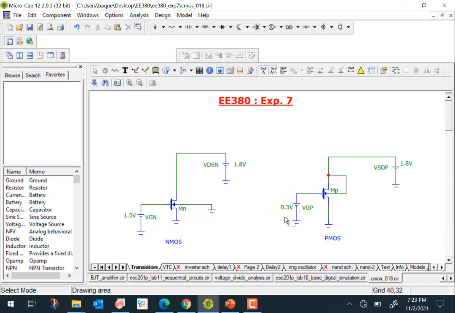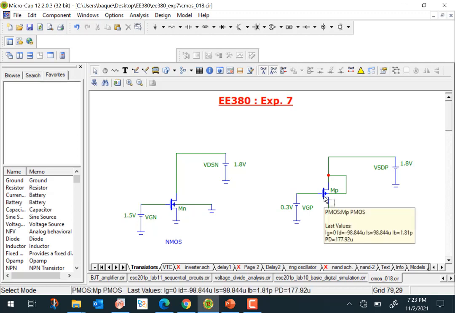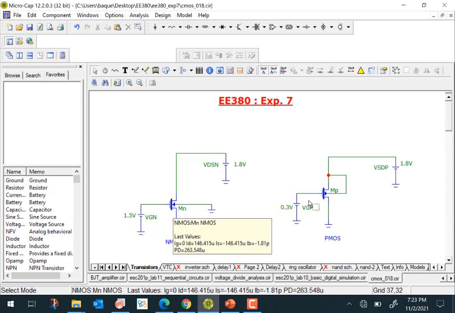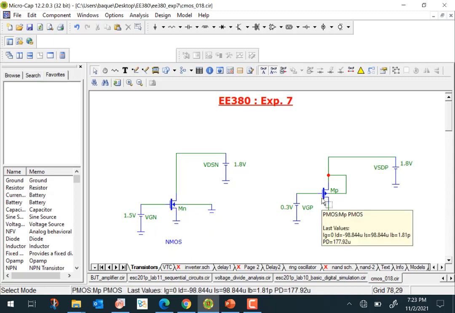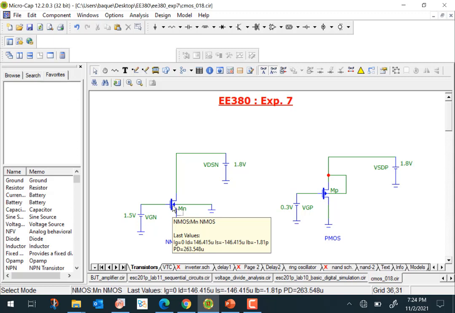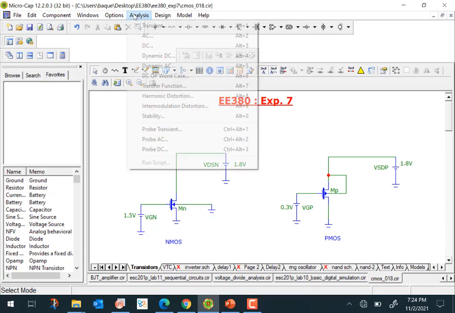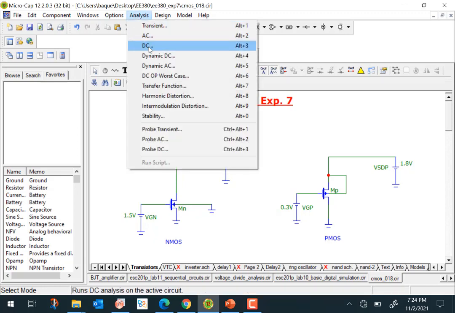Similarly, we have a PMOS transistor here. So you can start off by simulating the NMOS transistor and the PMOS transistor. Simulating in the sense that you can look at, for example, the drain current of this NMOS versus the gate to source voltage. Source is grounded, so it is the gate to source voltage here. You can vary the gate to source voltage and see how the drain current varies. Or you can look at the drain current versus the drain to source voltage here. So let's do that. For analysis, you go to DC here.